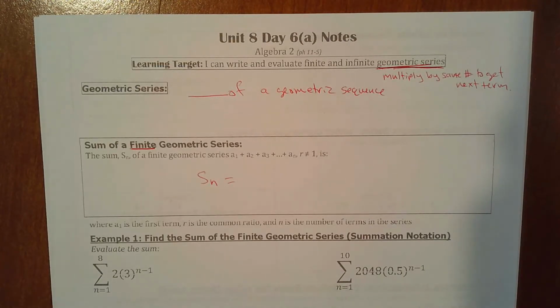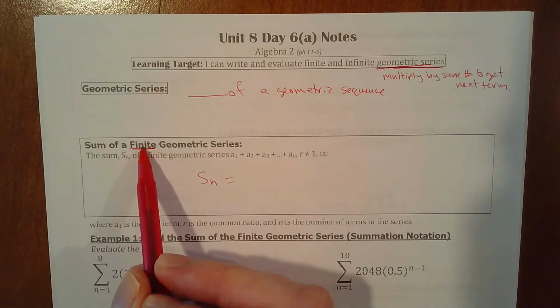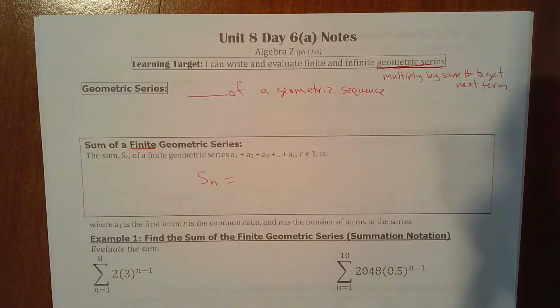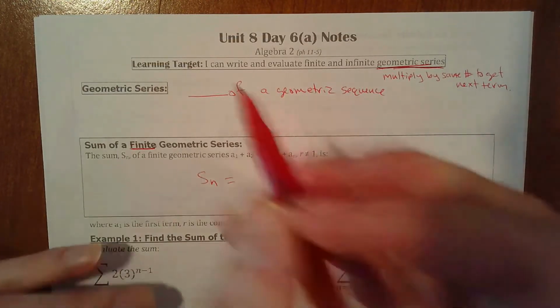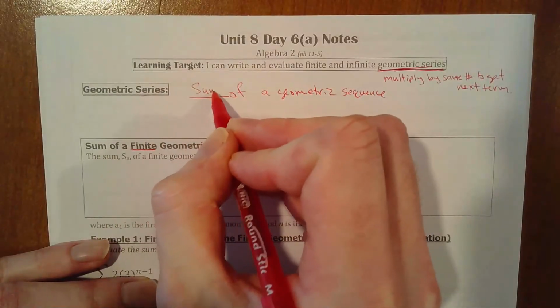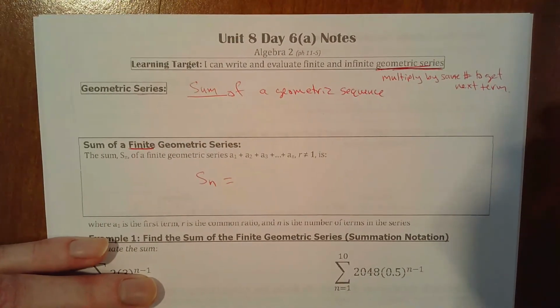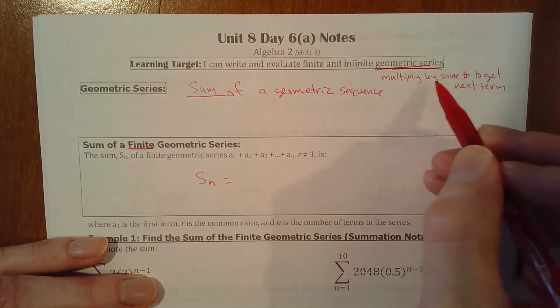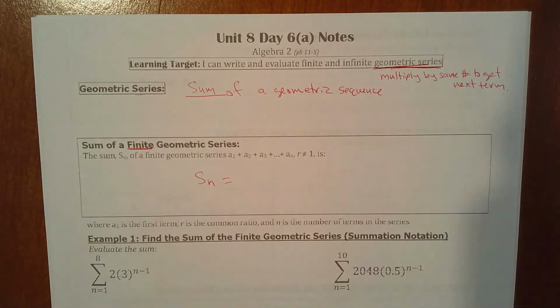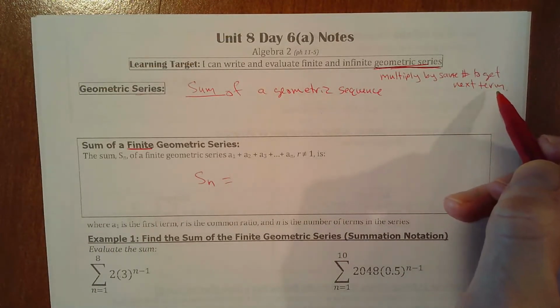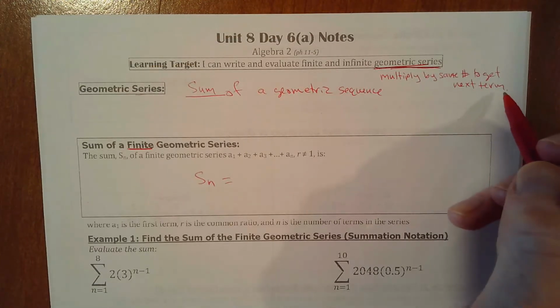So starting off, this is day 6A notes. We're going to talk about geometric series. There's actually two different kinds. There's a finite, which is what the front side of the notes is going to be about, and there's an infinite geometric series. A series just means that it's a sum of a geometric sequence. And remember, geometric just means you're multiplying by the same number to get the next term every time. So you're tripling it every time, or you're multiplying by a third or by a fourth or whatever.